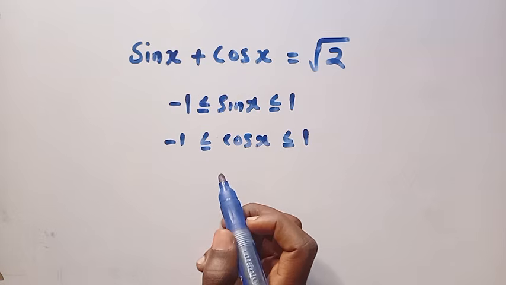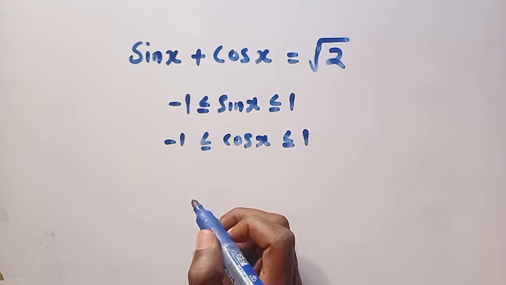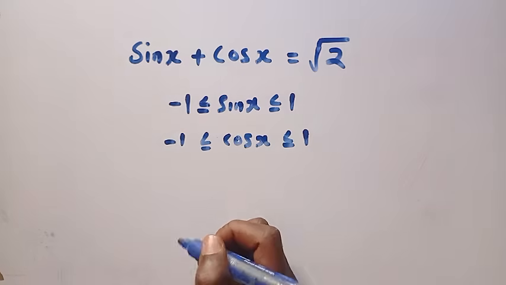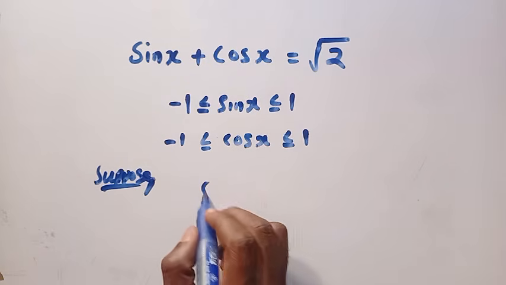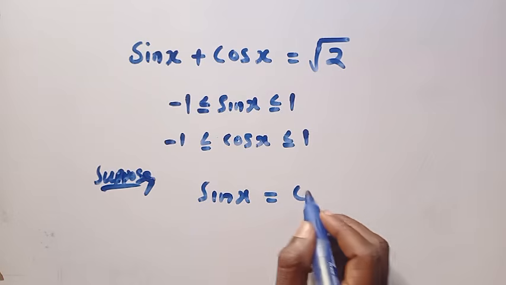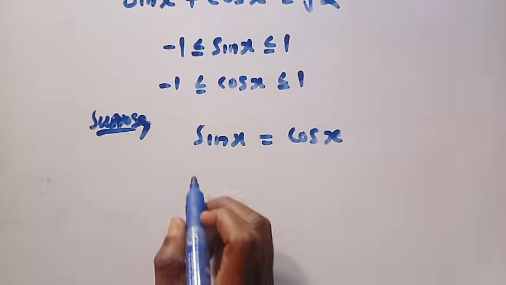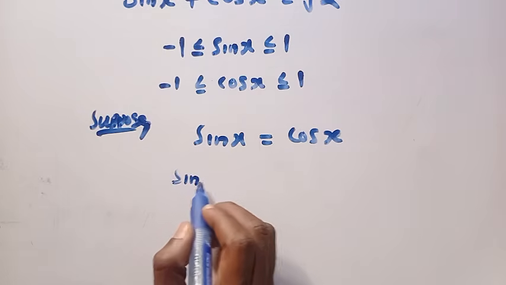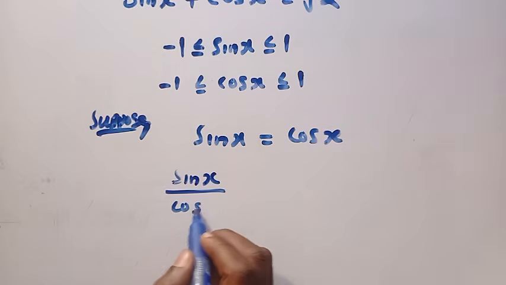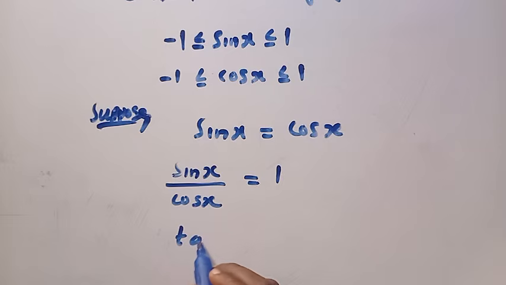And the maximum here is root 2. And it happens when the two terms are equal. And how can we know that? Suppose I let sine x equal cos x. If these two are equal, then we are going to divide both sides by cos x, so that we have sine x over cos x equals 1. And sine x over cos x gives us tan x equals 1.